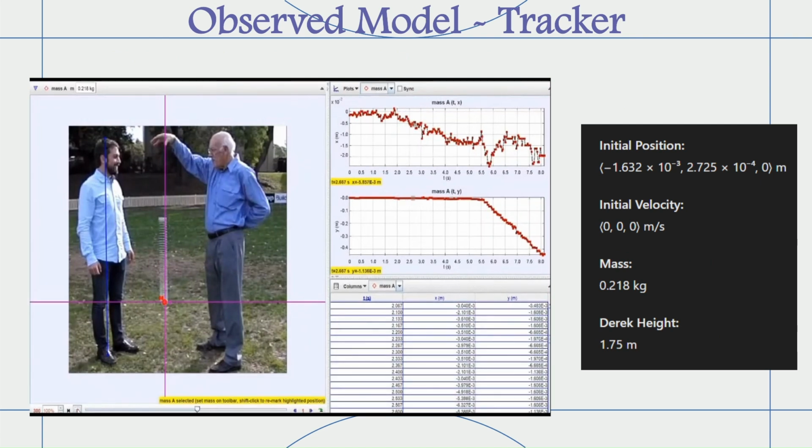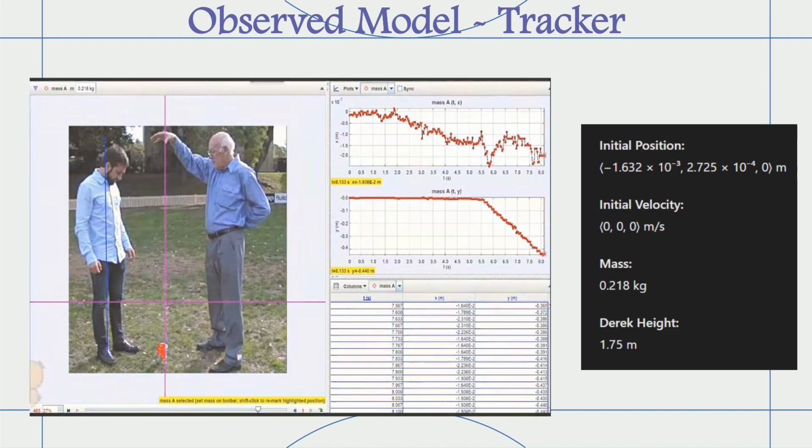To analyze the motion, we will be using this video which was provided for us. For calibration, we know that the slinky has a mass of 218 grams, or 0.218 kg, and we're using Derek's height, which is 1.75 meters, as a scale reference. The slinky starts from rest, so its initial velocity is zero, and we measure its position from the moment it's released. This setup provides us with the necessary data to track and analyze the slinky's motion accurately.